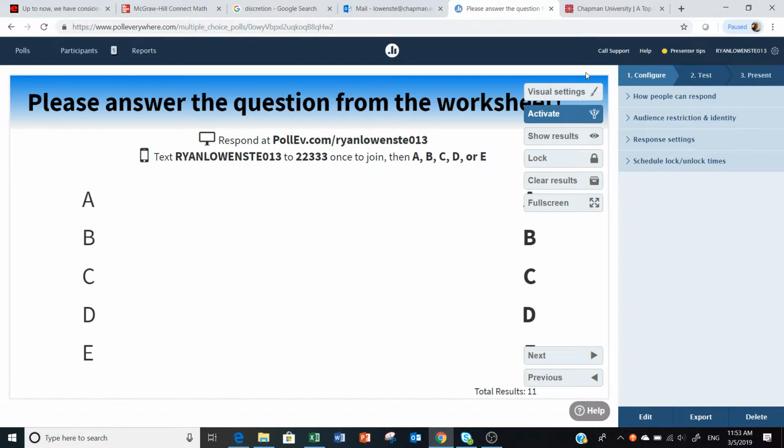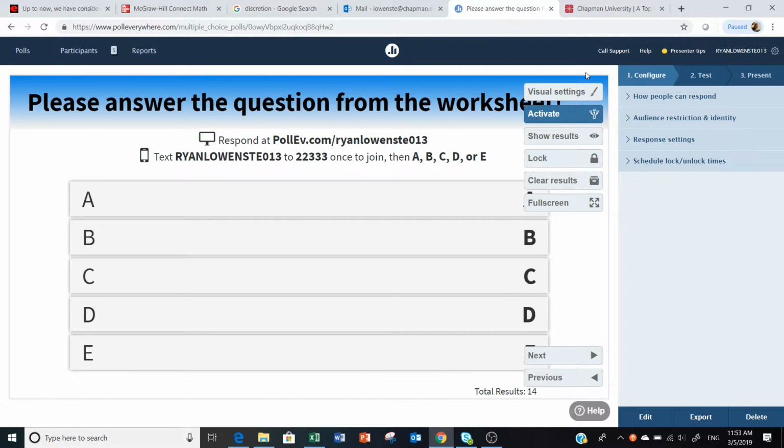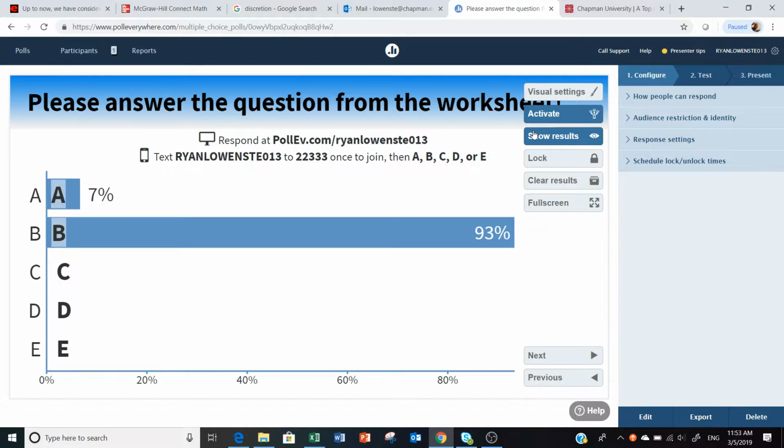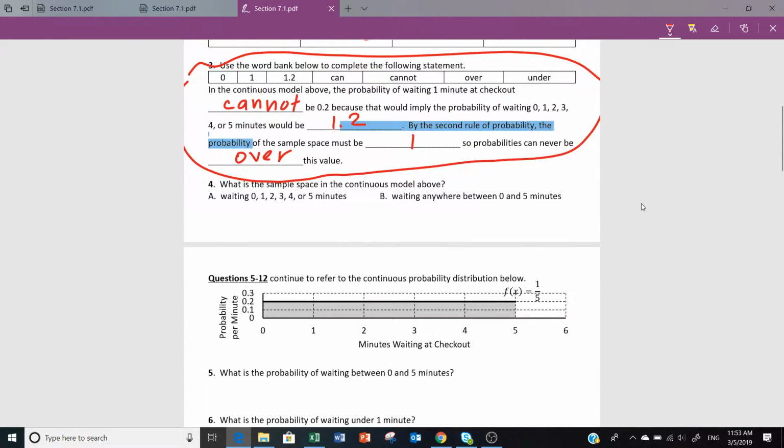Okay, go ahead and guess if you're not sure. It's better to be wrong than to be silent. Okay, let's go ahead and show the results. Good. B is the correct answer. The sample space is anywhere between 0 and 5 minutes.